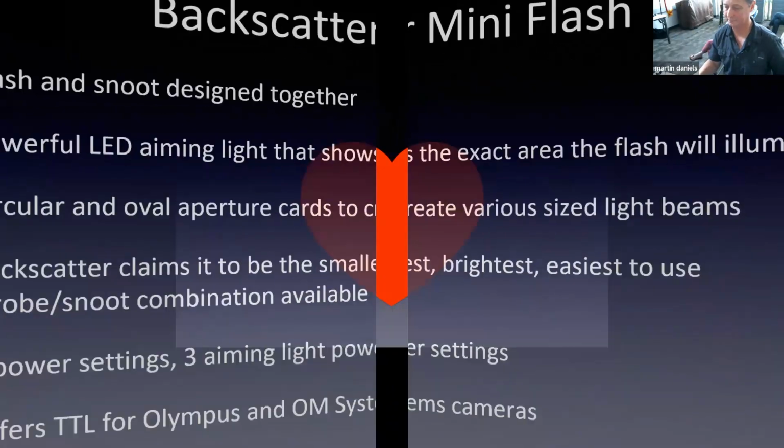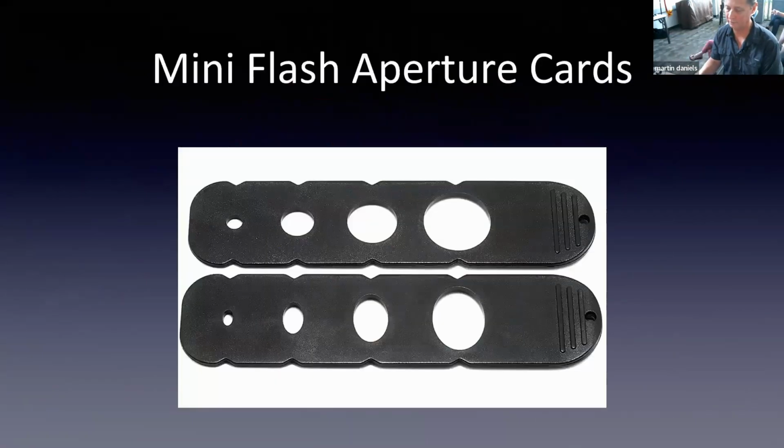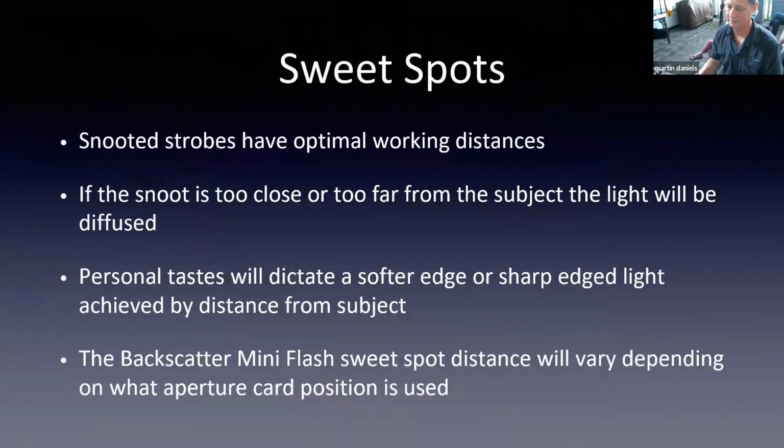Yes, it's a flash, but it also has an aiming light. So you can turn it on as a constant light so you know where that flash is going to pop off at. So snoots have optimal working distances. If you move in and out, the quality of light will change. And it's important to work out the right distance. It will vary depending on what size aperture card or opening you're using. And also you have a hard edge or a soft edge, so your personal taste will dictate which you prefer.